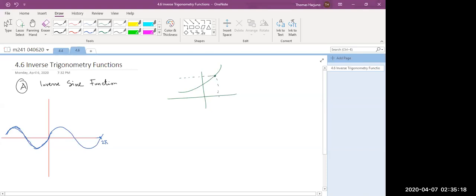That's a one-to-one function. While here, as you can see, if I draw a horizontal line, the line will hit the graph at multiple points. You see that? It hits at this point, this point, this point, and actually infinitely many points. So the sine function is not one-to-one, and therefore it's not eligible to have an inverse function. Let me redraw it again.